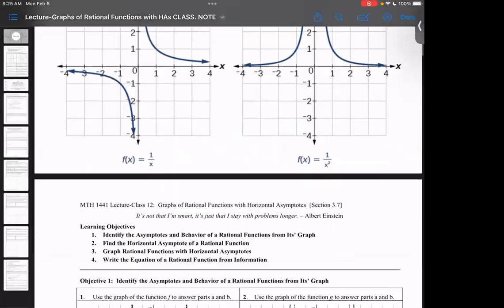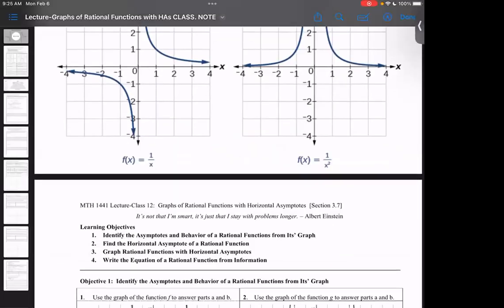Today we're going to learn how to graph rational functions with horizontal asymptotes. What do you know about asymptotes? You know one type of it, the vertical asymptote, right? What does it mean to have a vertical asymptote in the graph? Can the graph cross the vertical asymptote? No, right? The graph never crosses the vertical asymptote.